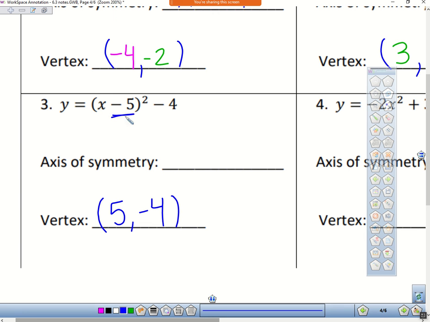The only one that changes sign is the first one. The k doesn't change sign, just the h. Does that make sense? So your h value changes sign, but the k does not. The k stays whatever it is. Okay. And then the axis of symmetry is 5. Good. x equals 5. Make sure you put the x equals there. Good job. Does anyone have any questions about example 3 so far?